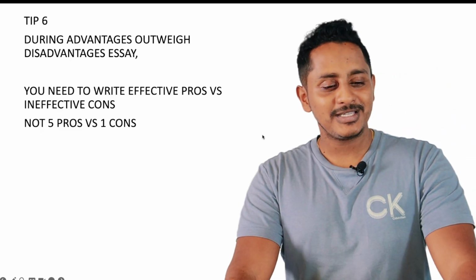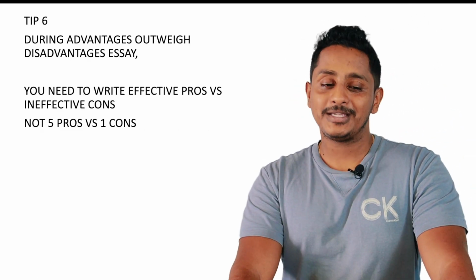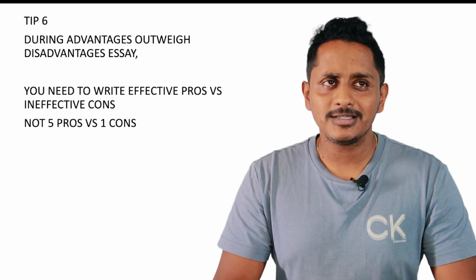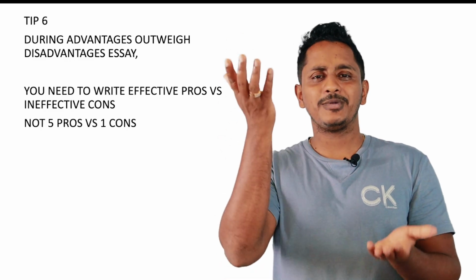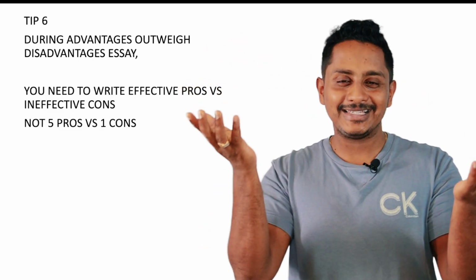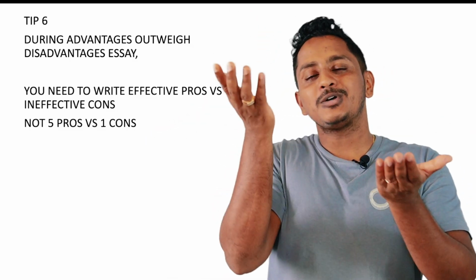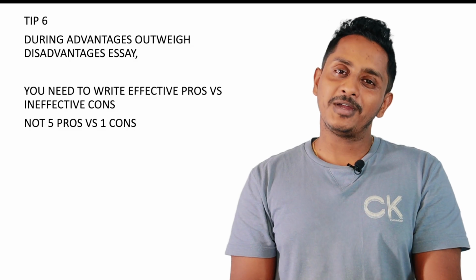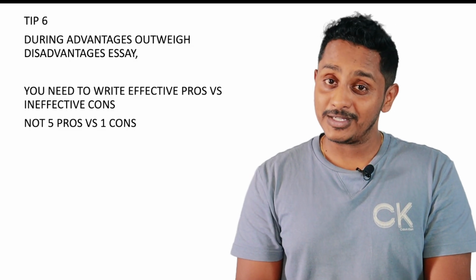Let's move on to tip number 6. During advantages outweigh disadvantages, you need to write an effective advantage. Let's say you say advantages outweigh the disadvantage. This is 200 kg, this is 20 kg. This is going down in a weighing scale, isn't it? The pros outweigh the cons. You need to write effective pros or effective advantages over ineffective disadvantages.